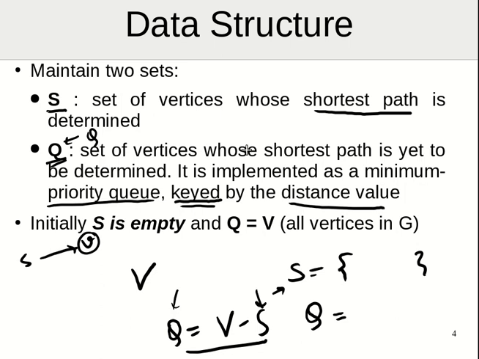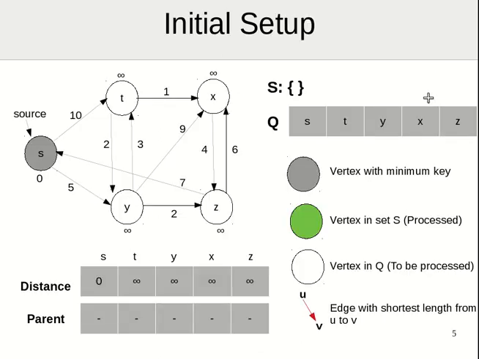So initially, to start with, the set S is empty because we have not visited any node as of now. Nothing has been determined, nothing has been processed initially, and Q contains all the vertices in V. So this is the initial setup.